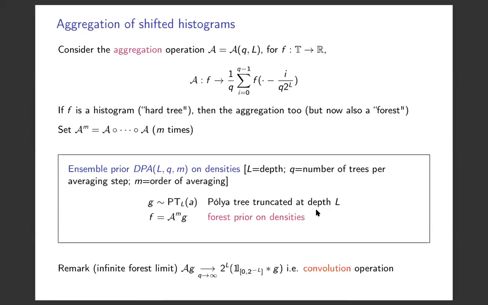So here we actually just take the flat tree. You could also possibly take something more fancy like what we were doing before, but let's just take the simple flat tree truncated at L, and then let's apply this aggregation operation, this A to the M. And we can note that in the infinite forest limit, when Q goes to infinity, we actually go to a convolution. So hence this idea of smoothing.